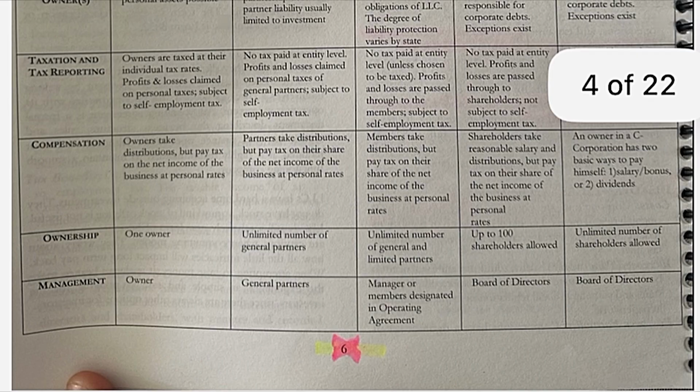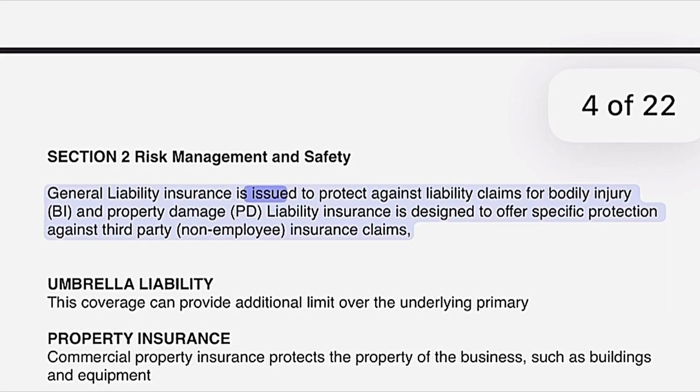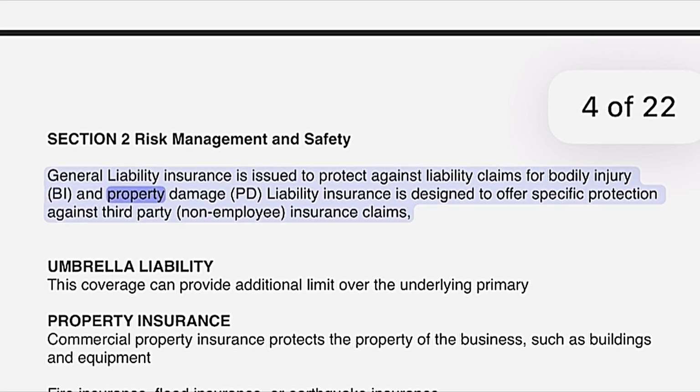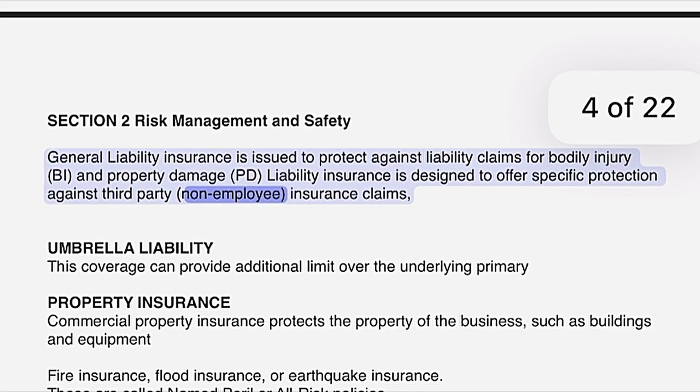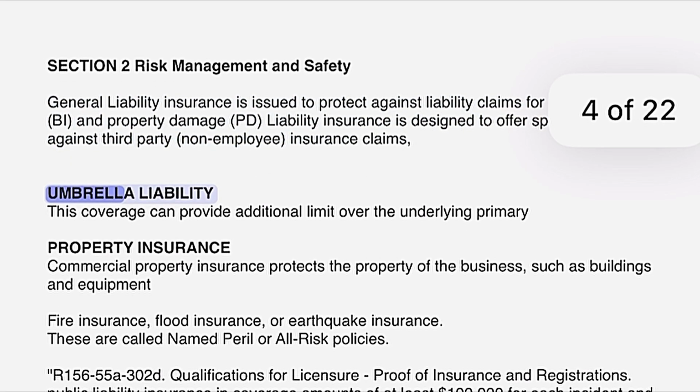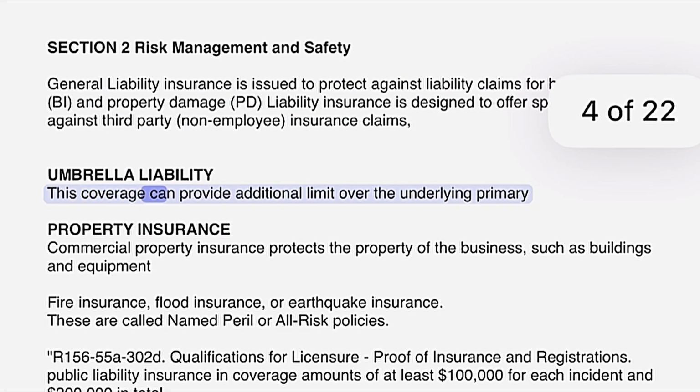Section 2. Risk management and safety. General liability insurance is issued to protect against liability claims for bodily injury (BI) and property damage (PD). Liability insurance is designed to offer specific protection against third-party, non-employee insurance claims. Umbrella liability. This coverage can provide additional limit over the underlying primary.